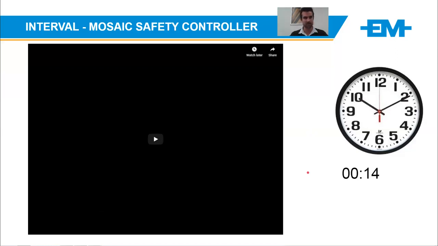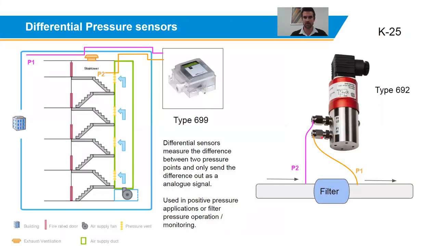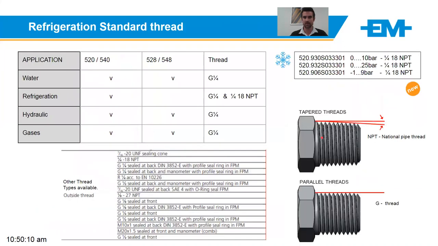Sorry, William. Yes. Just a question relating back to the 520 pressure sensor with the NPT thread. Are they listed in the catalog or is it an out of catalog item? No, I'm sorry, I didn't make it clear. They are out of catalog item. So the part numbers you see top right corner, they are on the system. It's just not in the catalog.